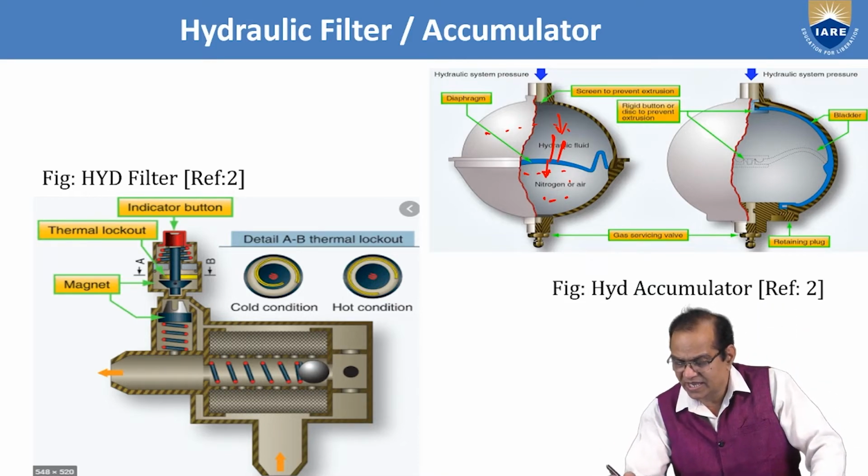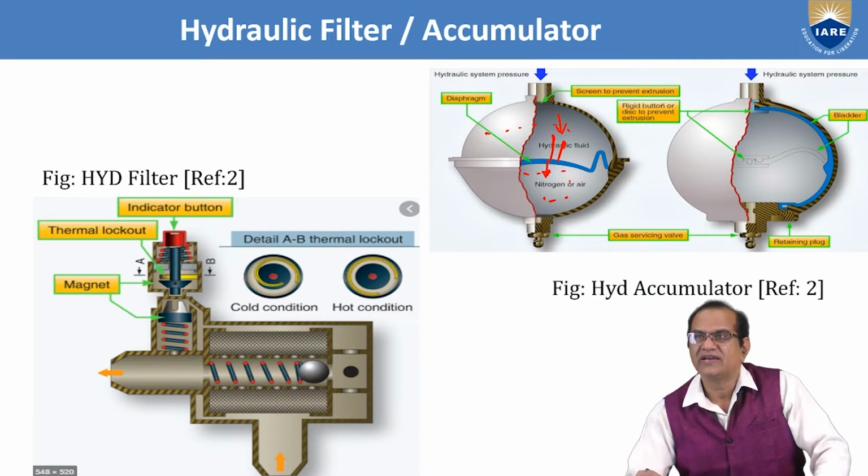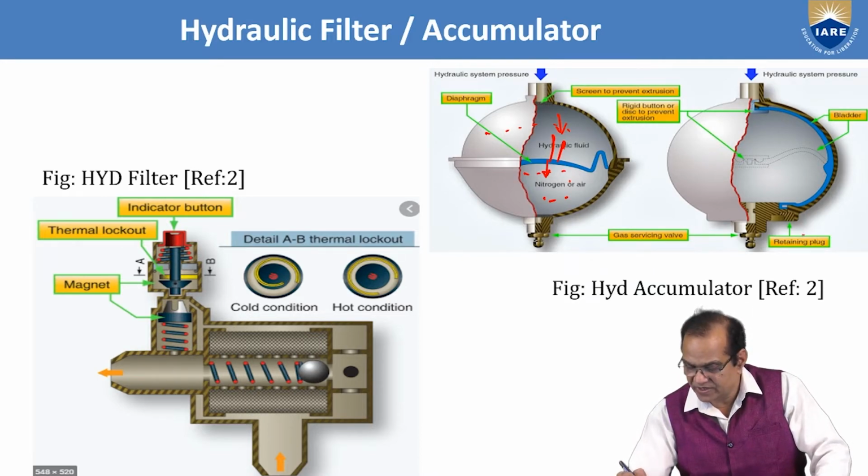So like this, here is a bladder. Okay, here we have the retaining plug, gas servicing valve. From here we have to charge, N2 charging.